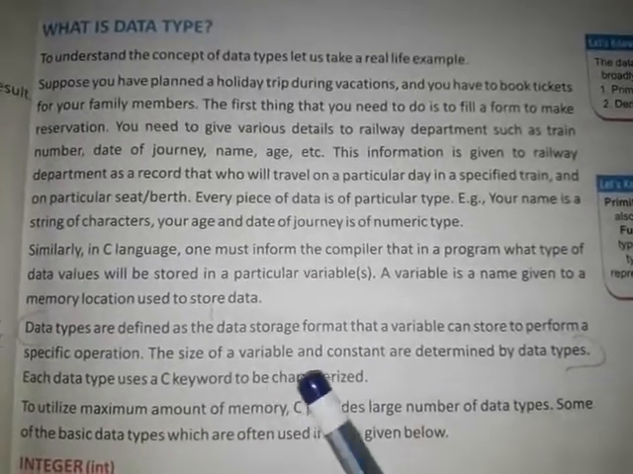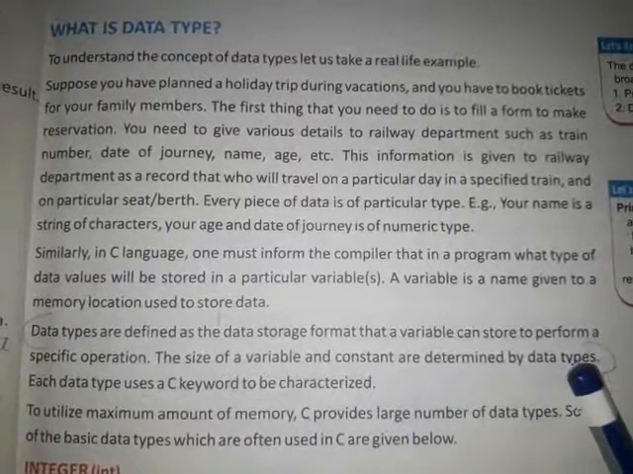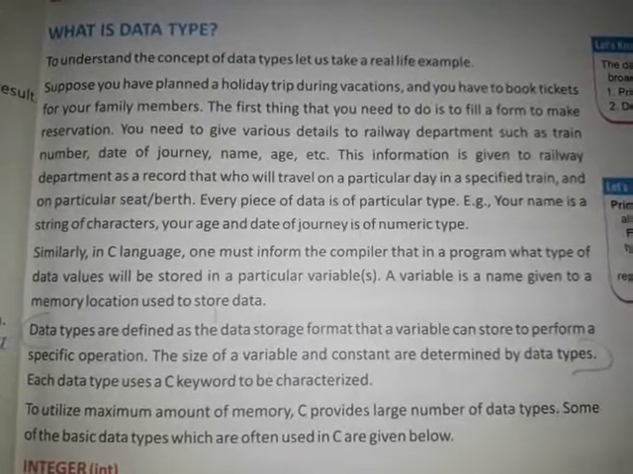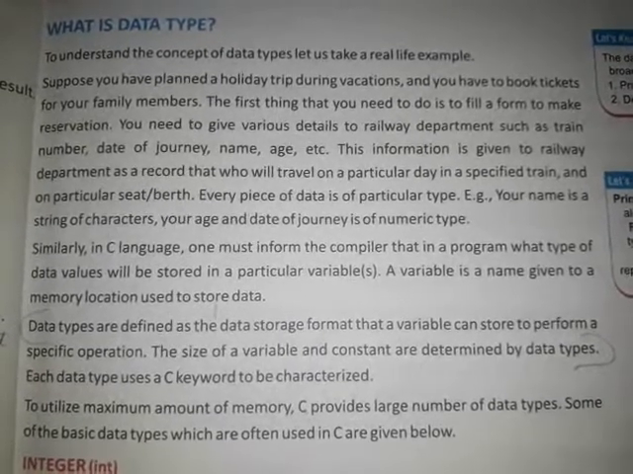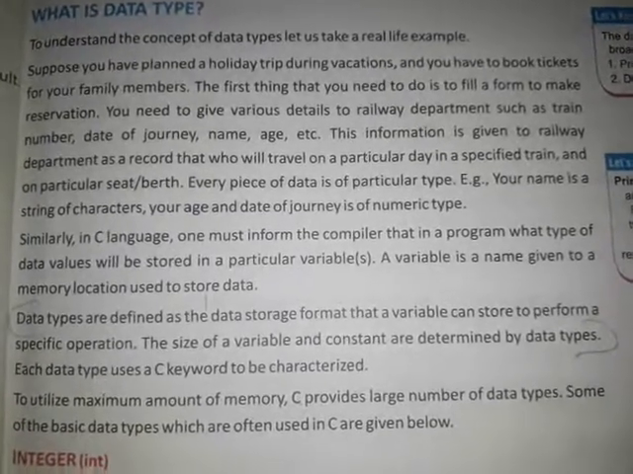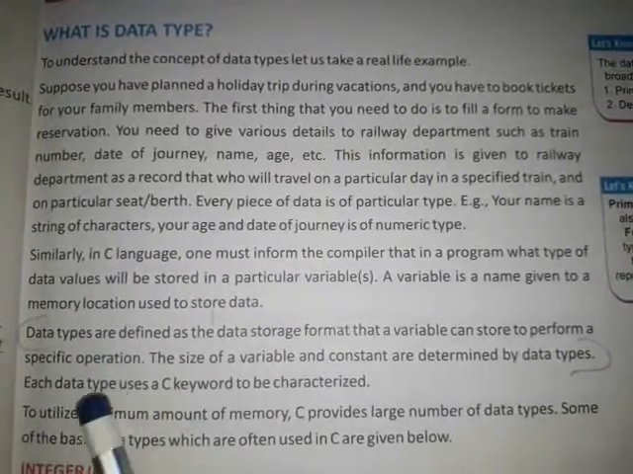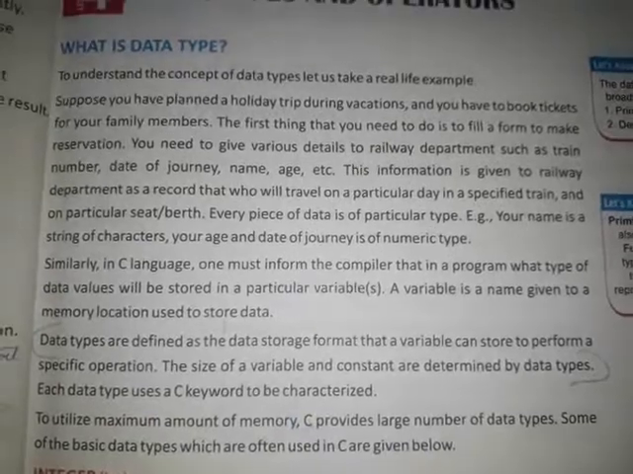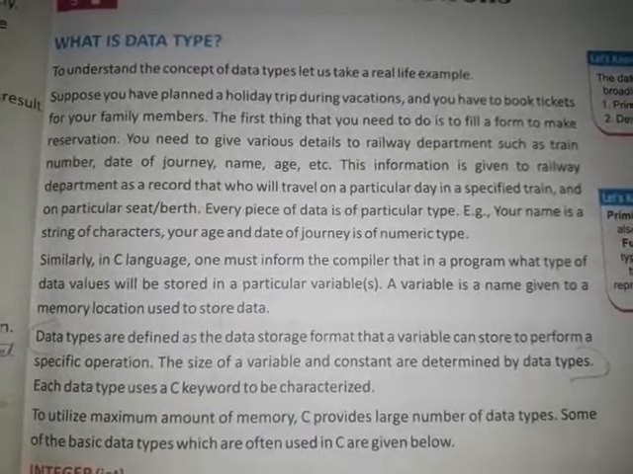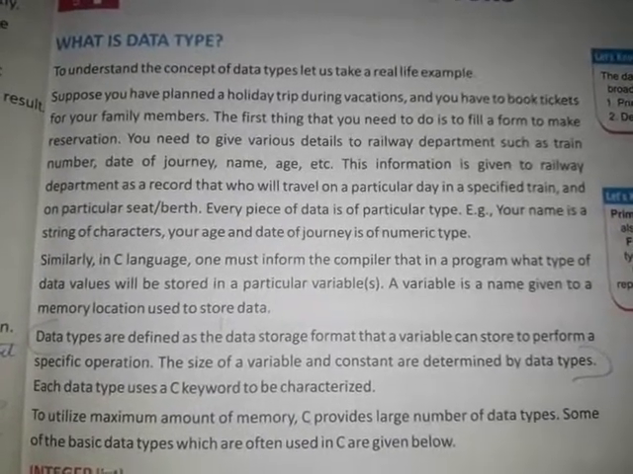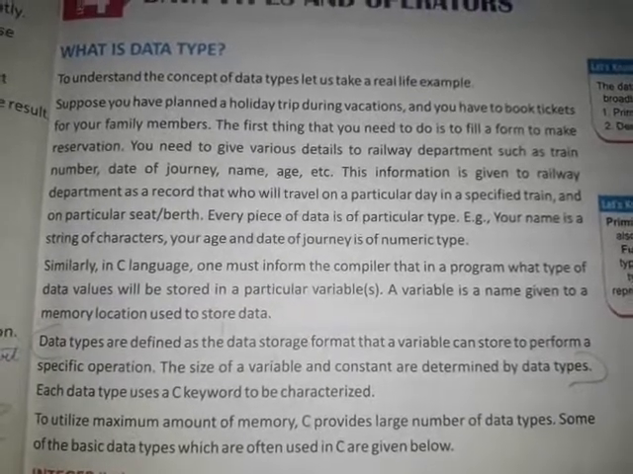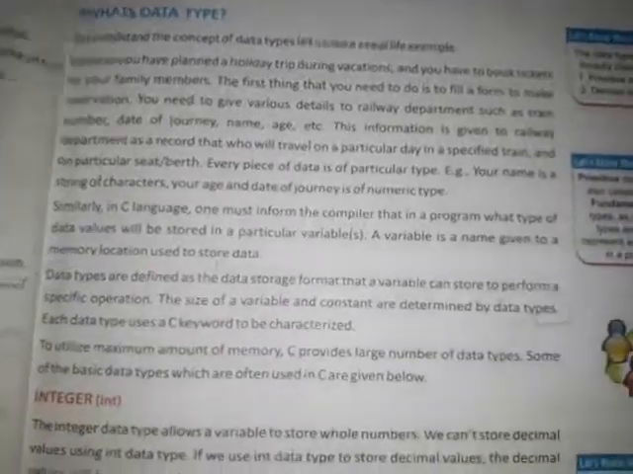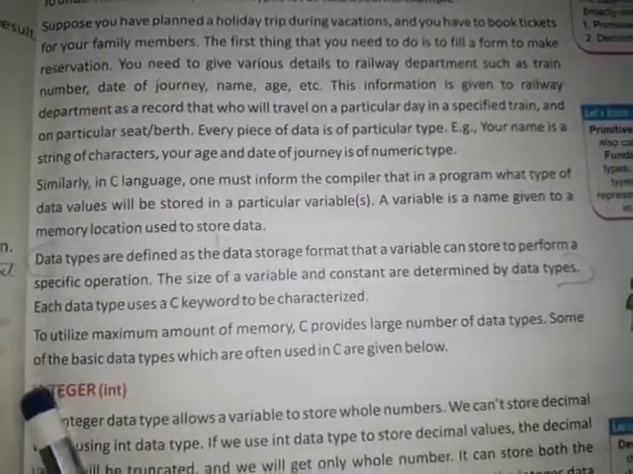The size of a variable and constant is determined by data types. Data types determine what the size of the variable is and what kind of data the variable is going to store. Each data type uses a C keyword to be characterized. When you want to declare a variable with a particular data type, there are special keywords for different kinds of data. So these keywords are used to characterize data.